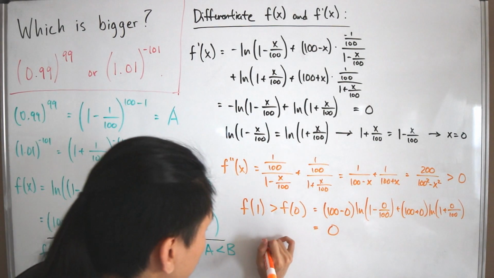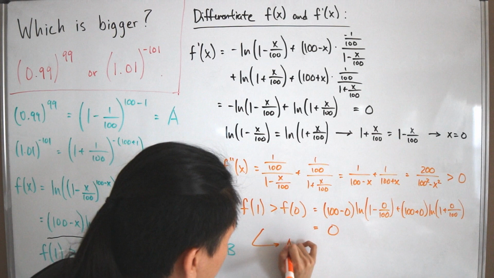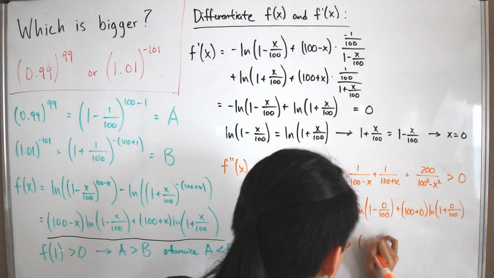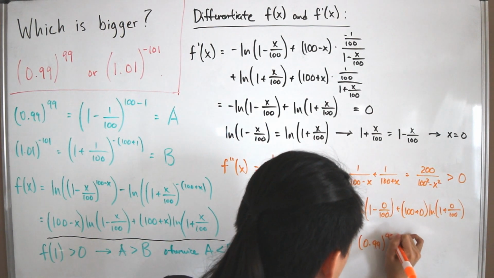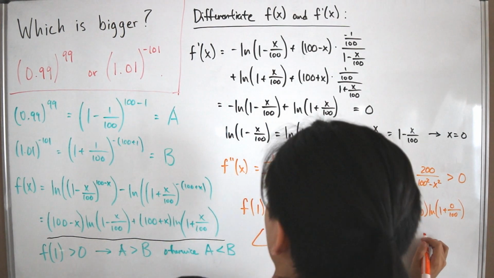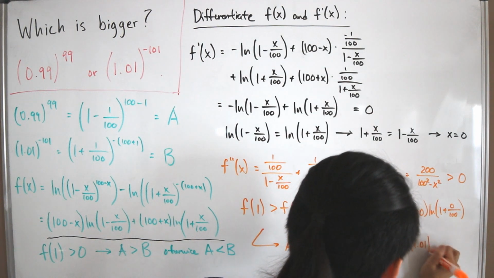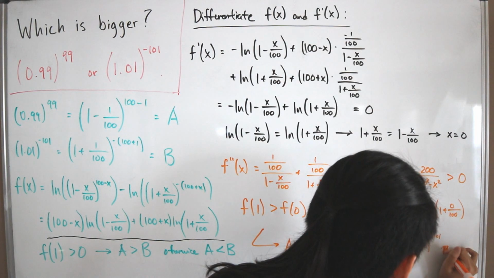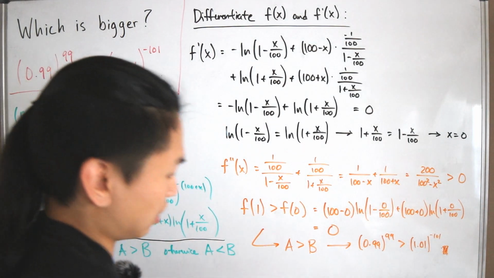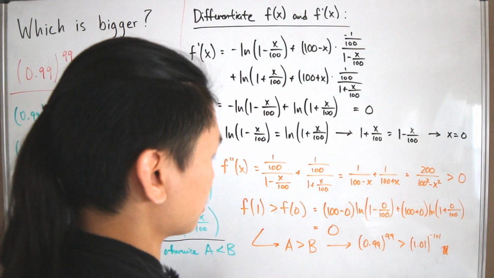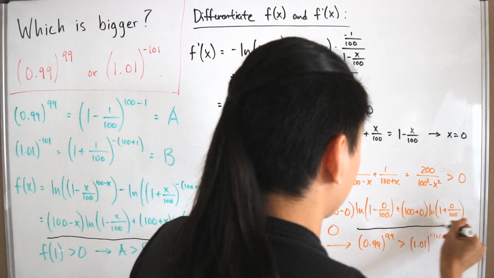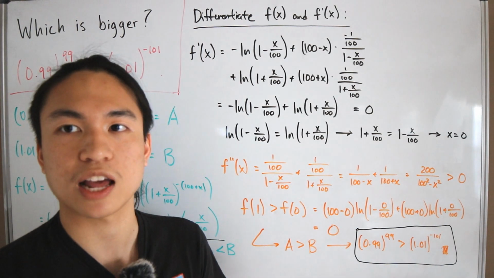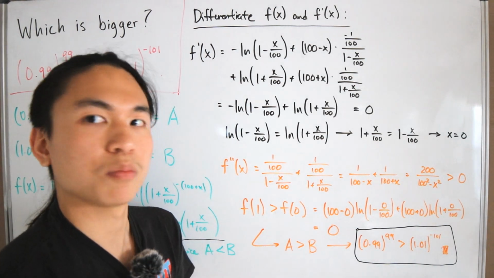Then that means we can go into the implication and say that a is strictly greater than b, and therefore this further implies that 0.99 to the 99th power is indeed strictly greater than 1.01 to the power negative 101. And just like that, this completes our proof. So in conclusion, 0.99 to the 99th power is bigger than 1.01 to the negative 101 power. So just like that, there we have it. That's pretty cool if you ask me.